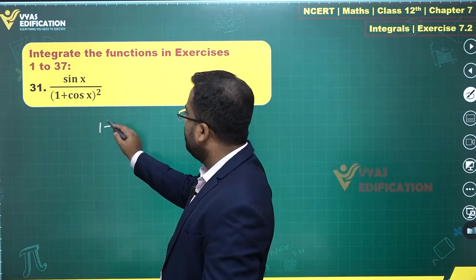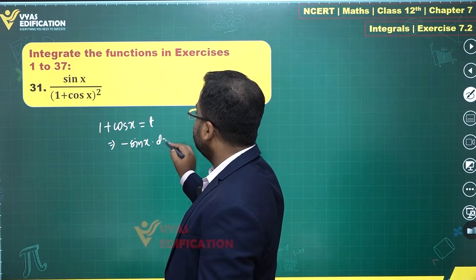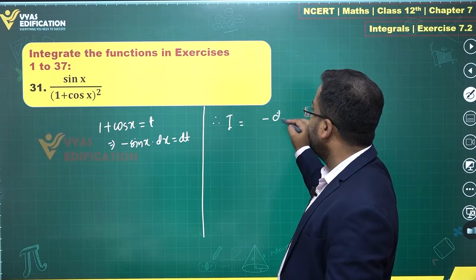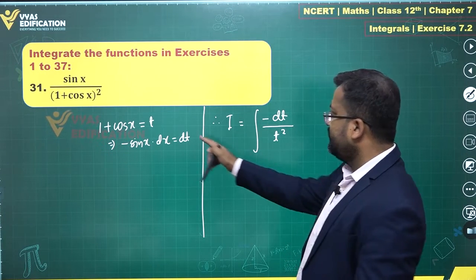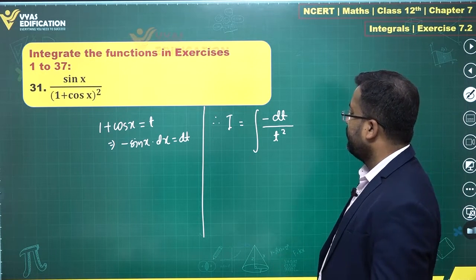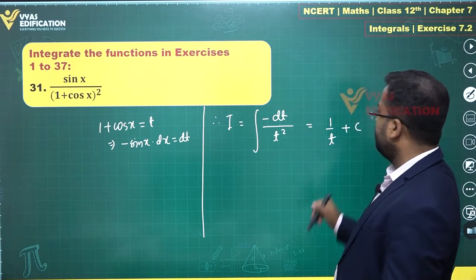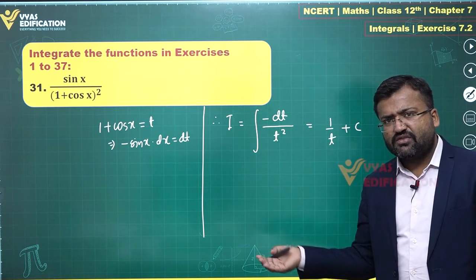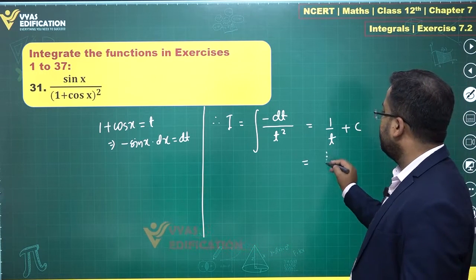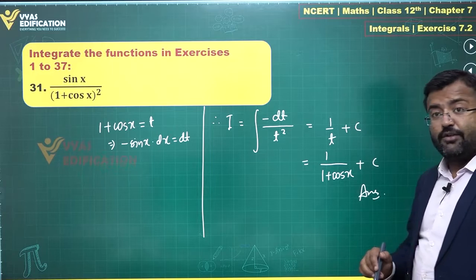Once again, you can begin with 1 plus cos x is equal to t, that tells me minus sin x dx is equal to dt. And from here I can say therefore I is equal to minus dt upon t square. Do you observe that 1 plus cos x is t, therefore denominator becomes t square. In the numerator you will have sin x dx, which becomes minus dt. Integral of this expression is 1 by t plus c. T power minus 2, the integral will be t power minus 1 upon minus 1. That minus will get cancelled with that minus 1, and this is what will remain over here. This is 1 upon 1 plus cos x plus constant.